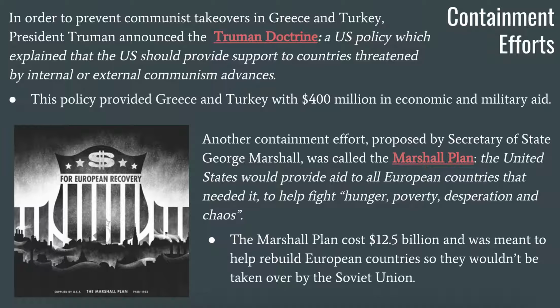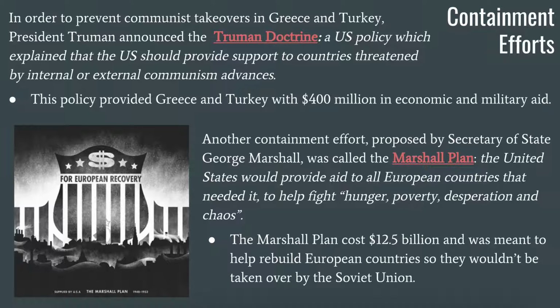So the US created some different containment efforts to try to contain communism. One way that the US did this was through the Truman Doctrine, which was a policy saying that the US should provide support to any countries threatened by internal or external communism. And this policy provided Greece and Turkey with $400 million in economic and military aid. By the US providing them money and economic and military support, this prevents the Soviet Union from going in and setting up a communist government and taking over.